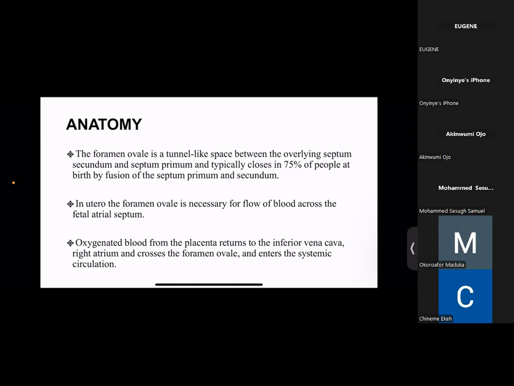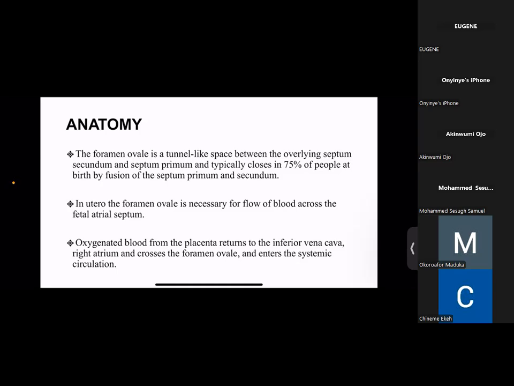anatomy, the foramen ovale is a tunnel-like space between the overlying septum secundum and septum primum, and it typically closes in 75% of people at birth by the fusion of the septum primum and secundum.